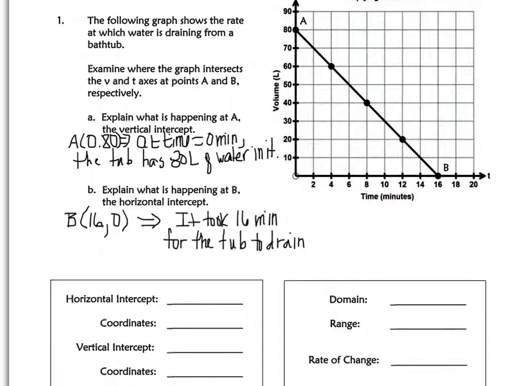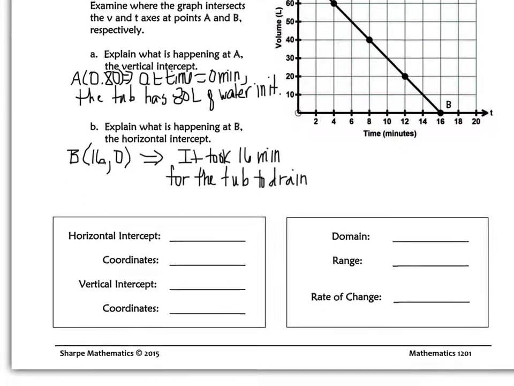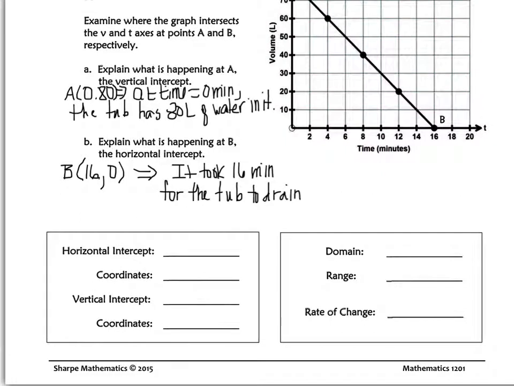If we summarize the information we just found, the horizontal intercept you can say two ways. You can say t equals 16, or as coordinates, you can write it as (16, 0). And the vertical intercept, you can write as V equals 80, or as an ordered pair it would be (0, 80).